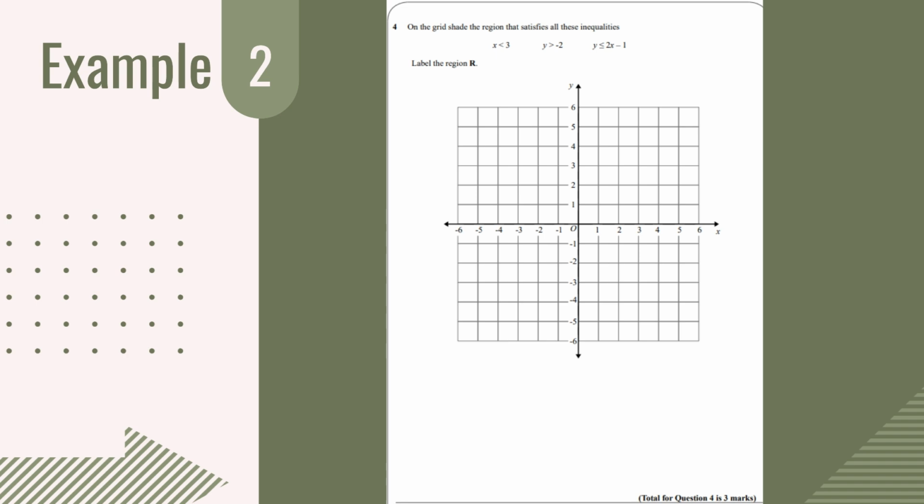So first, let's do x is less than 3, which is the dotted line here. Then y is greater than negative 2 is the dashed, dotted line here. And then y is less than or equal to 2x minus 1, which is this line here. And this is solid because it's equal to. Then we're asked to label the region R, so we simply label it R. If you want, shade it, but do this in a lighter colour to show that you know where the triangle is.